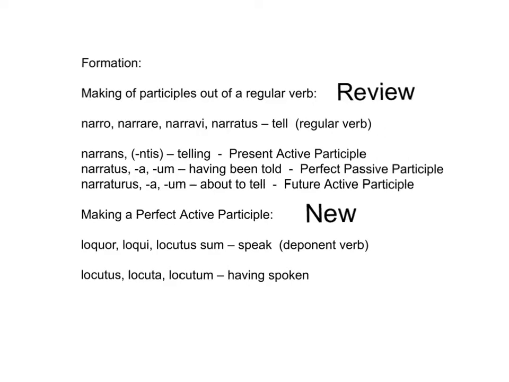You learned from your earlier participle studies that participles come from verbs and behave as adjectives. A regular verb has 4 principal parts. We use the second principal part to create the present active participle, and the fourth principal part to create the perfect passive participle and the future active participle. This is what we have done so far. Now let's look at the perfect active participle formation.